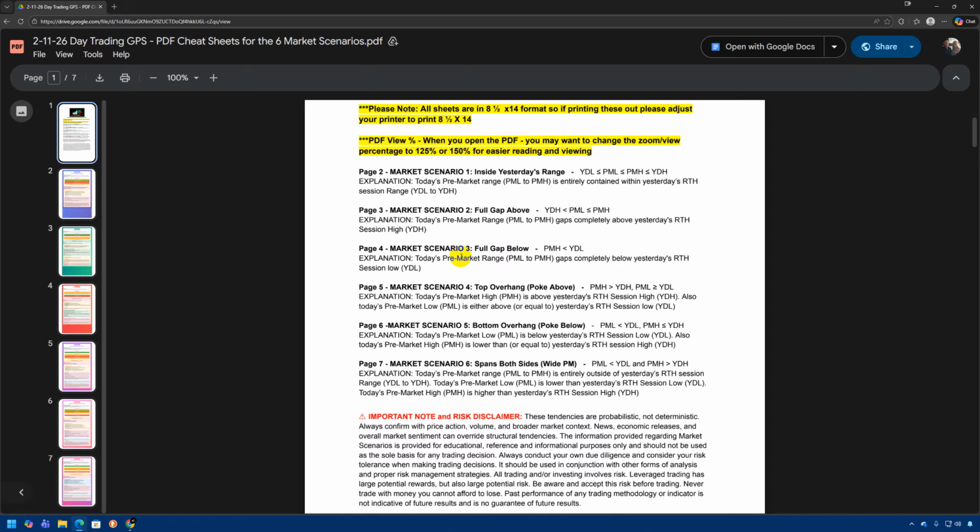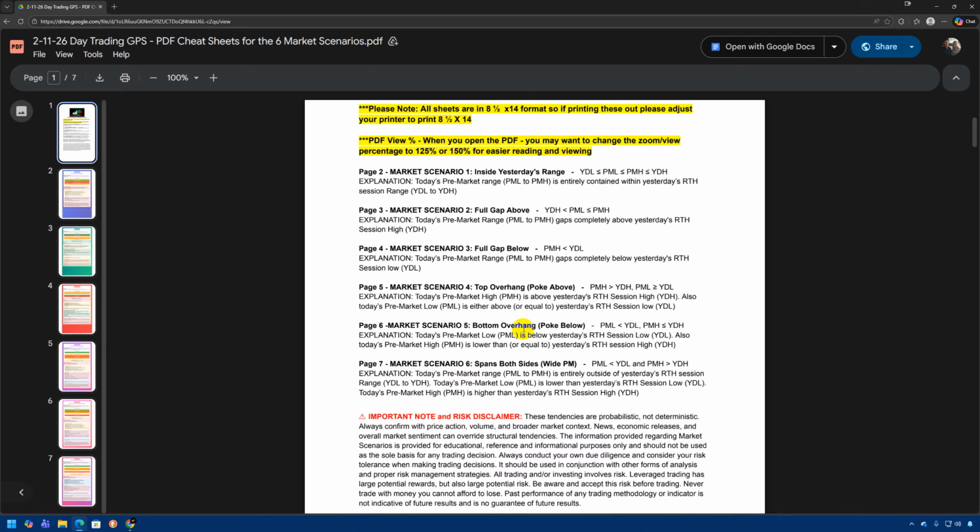The same thing in reverse for market scenario 3, full gap below. The entire pre-market range of PML to PMH is completely below yesterday's RTH session low, not just the open. Market scenario 4, top overhang poke above. Today's pre-market high is above yesterday's RTH session high, YDH. Also, today's pre-market low is either above or equal to yesterday's RTH session low.